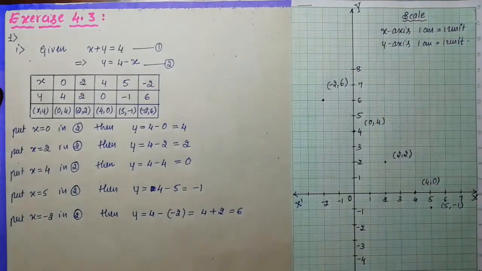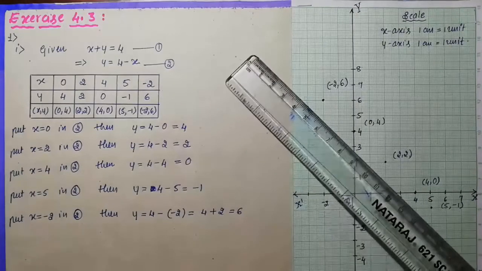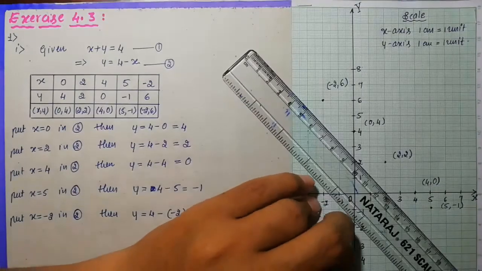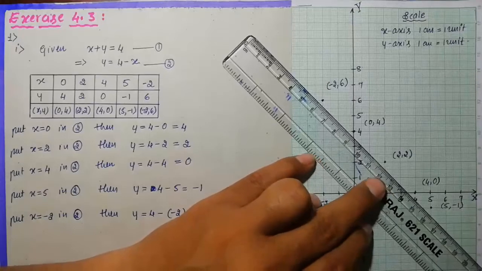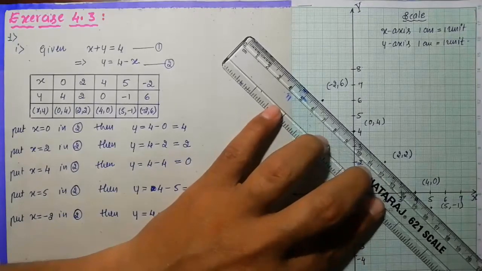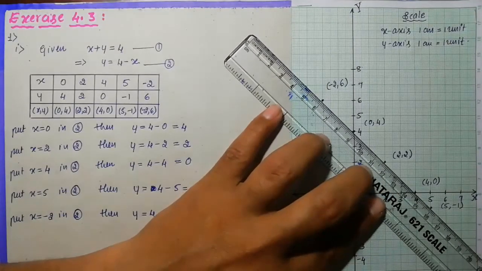Now all the points are already marked. You must get a straight line. If you join all these points, definitely you will get a straight line. Now look here, I'm going to join all these points. First, let us use the scale now.